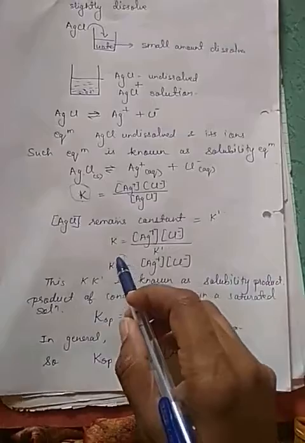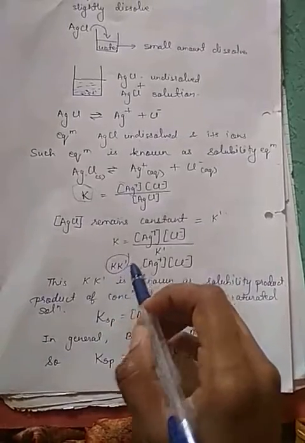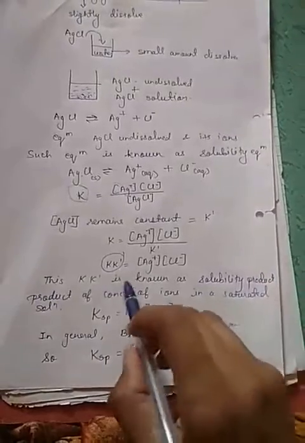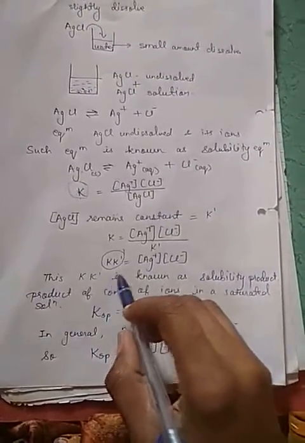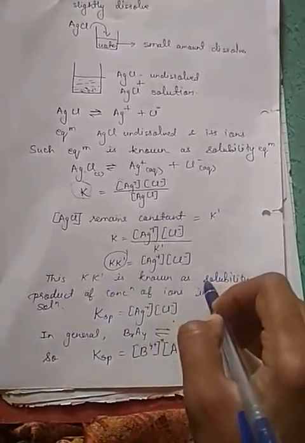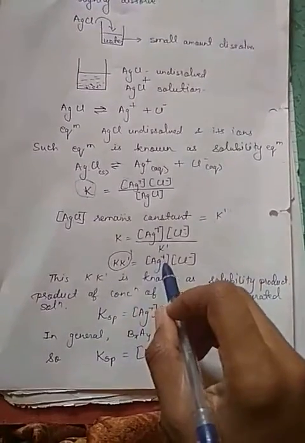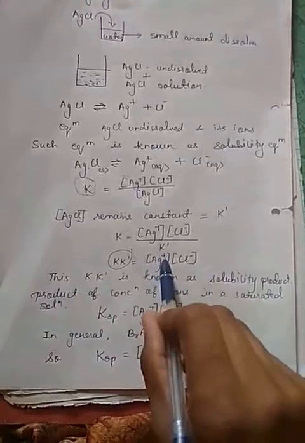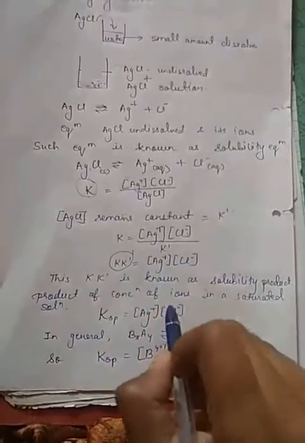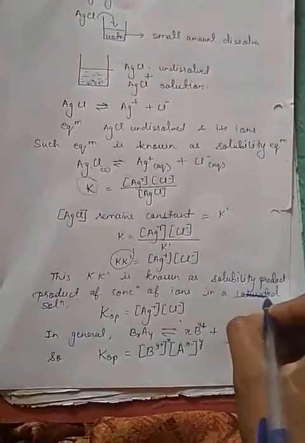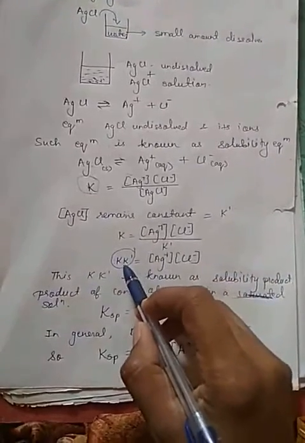This entity K into K dash is known as the solubility product. Okay. K into K dash is known as the solubility product. So what does solubility product mean? It is the product of the concentration of ions in a saturated solution. Saturated solution is a very important part. Remember this.